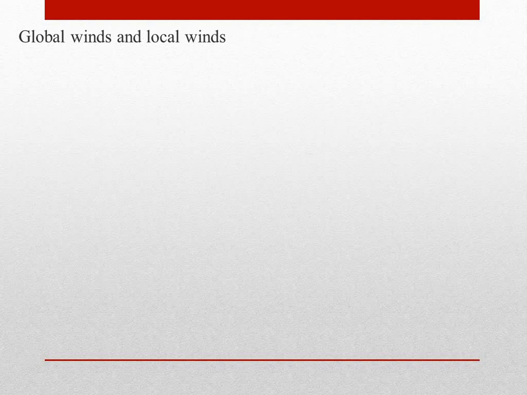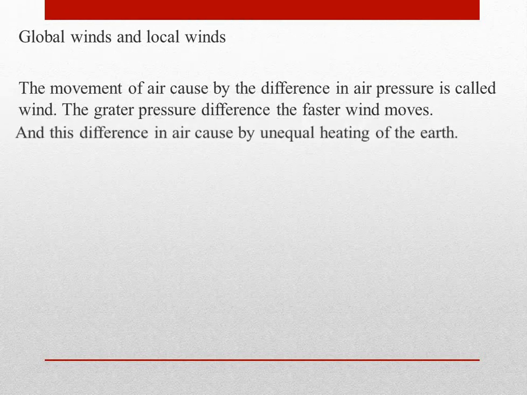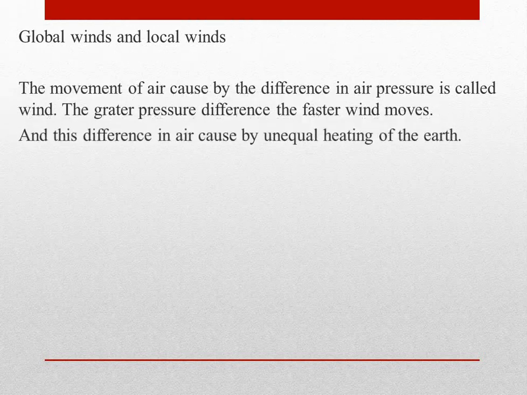Global winds and local winds. Let's see the difference between global winds and local winds. The movement of air caused by the difference in air pressure is called wind. How does wind form? By difference in air pressure. And the greater the pressure difference, the faster the wind moves. And this difference in the air is caused by unequal heating of the Earth.